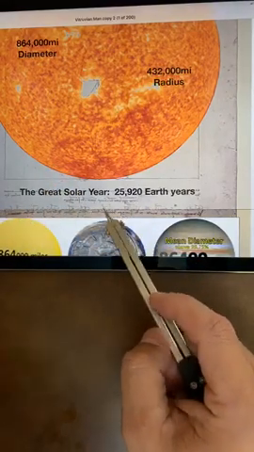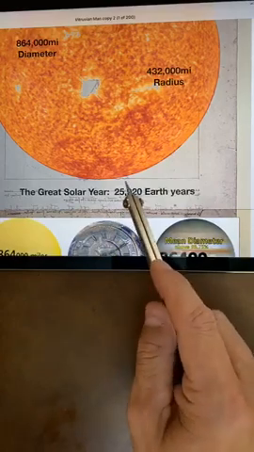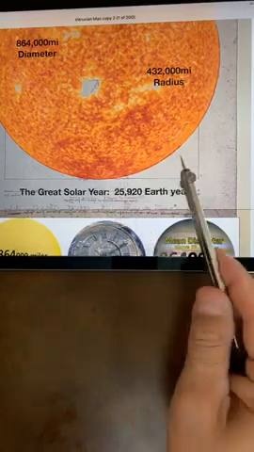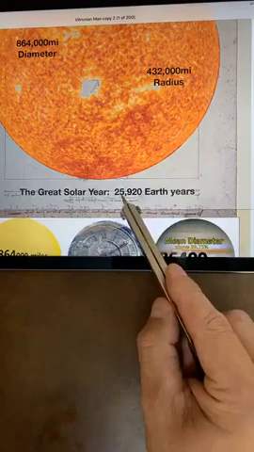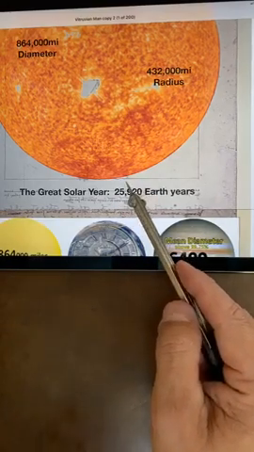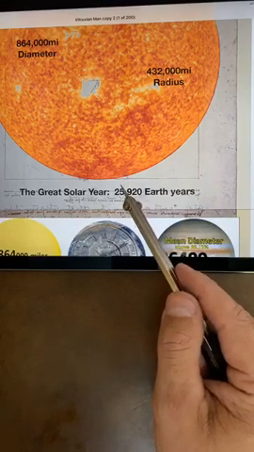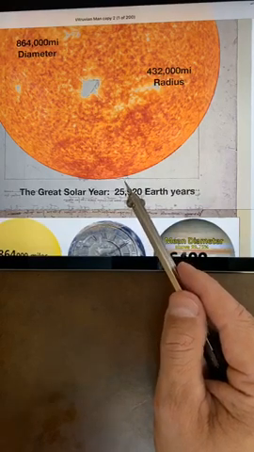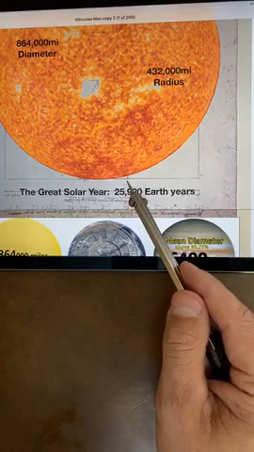Now, some say it's 24,000 years because, you know, time tends to speed up as we get to the other side of a cycle. And actually, we live in a binary star system, and our other star is Sirius A, the very large white star that is the brightest star in our sky. It's actually our second sun.